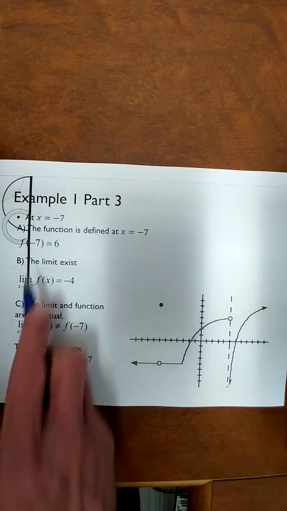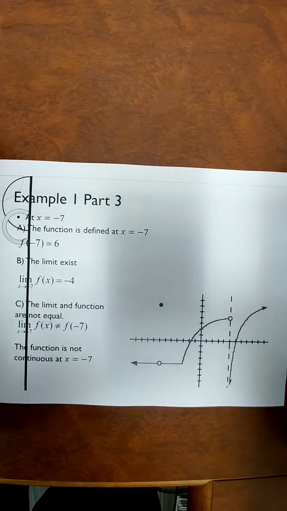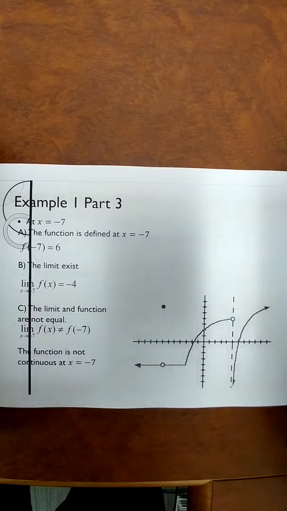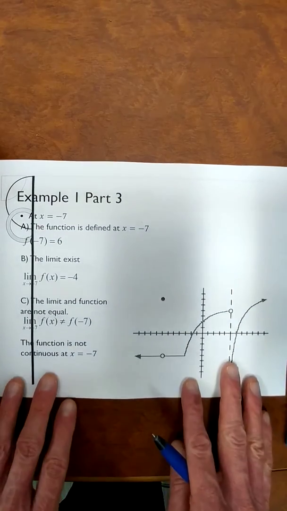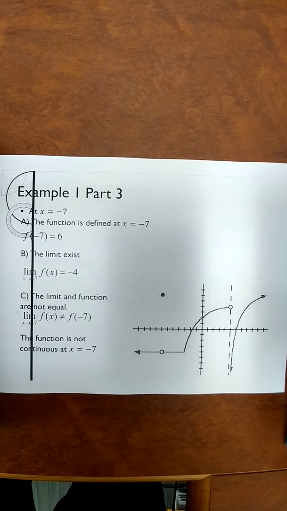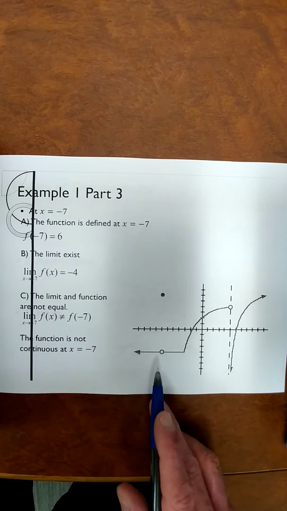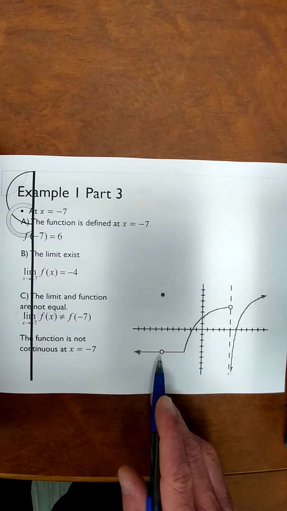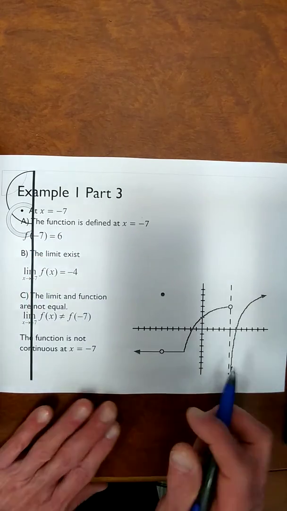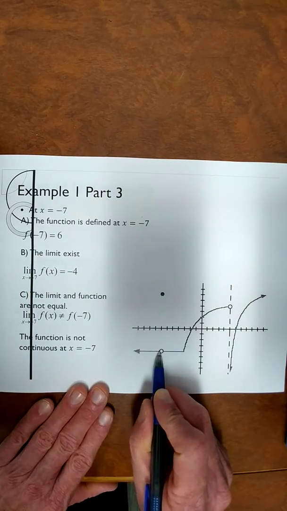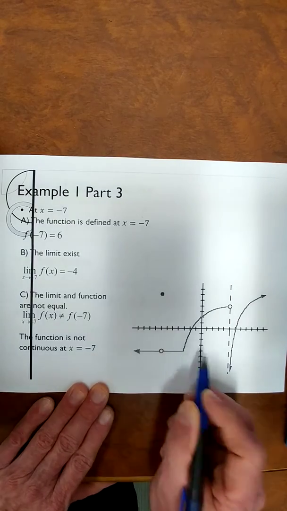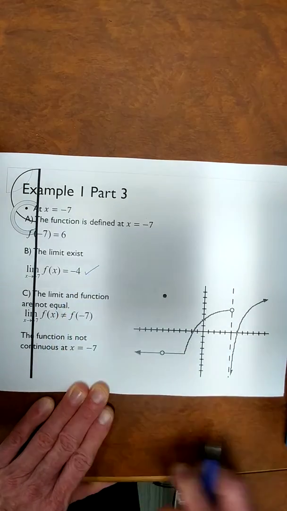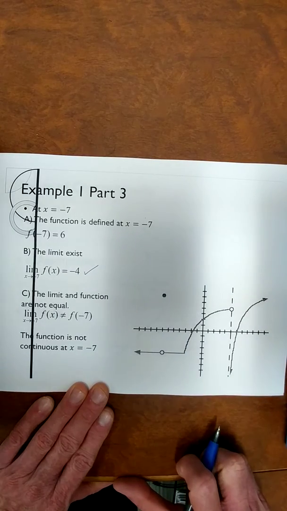Okay, last part, at -7. This one's a little bit trickier. Notice we have a hole at -7, but on both sides of the hole, the left-hand and the right-hand limit appear to approach -4.